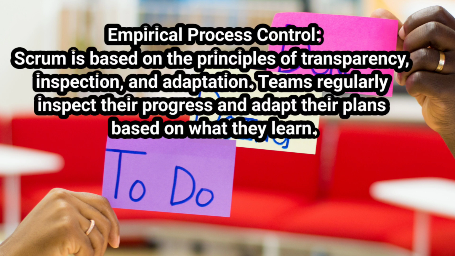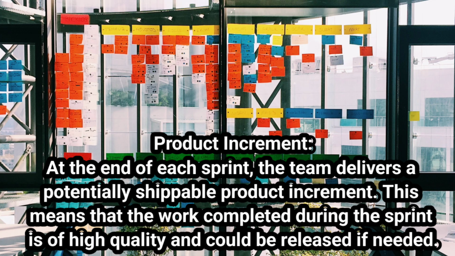Now, let's go over some other key parts of Scrum. Empirical process control: Scrum is based on the principles of transparency, inspection, and adaptation. Teams regularly inspect their progress and adapt their plans based on what they've learned. Product increment: at the end of each sprint, the team delivers a potentially shippable product increment. This means that the work completed during a sprint is high quality and could be released if needed.